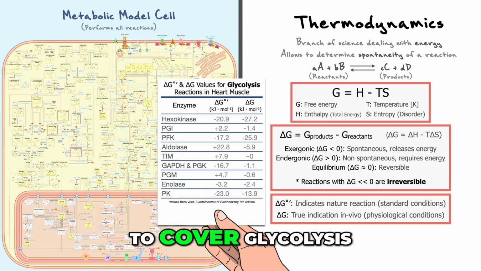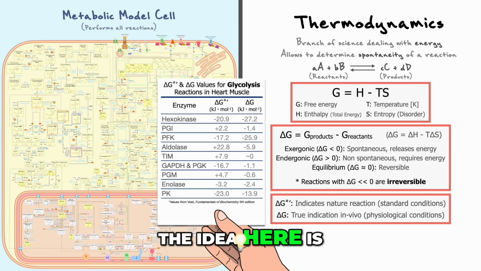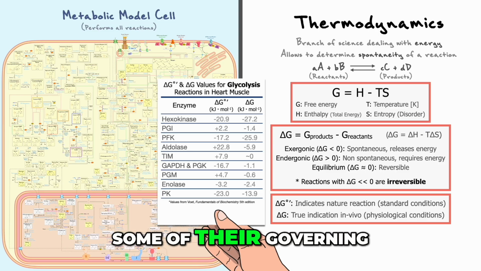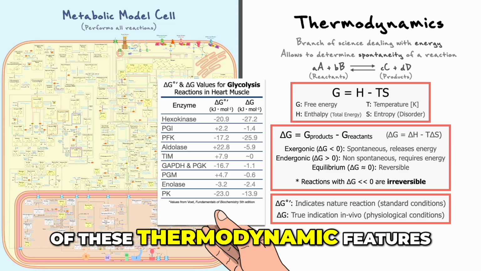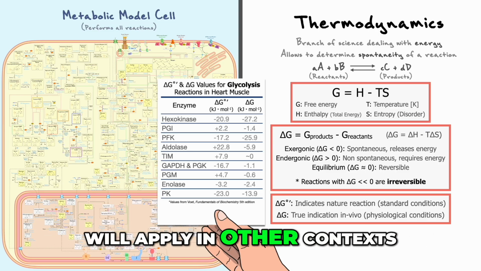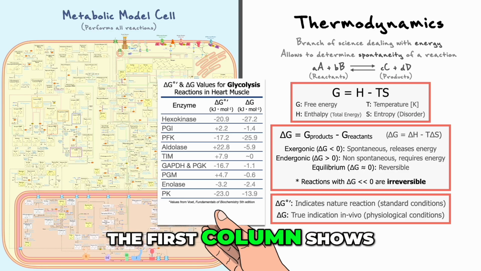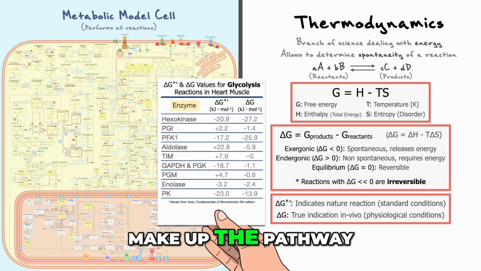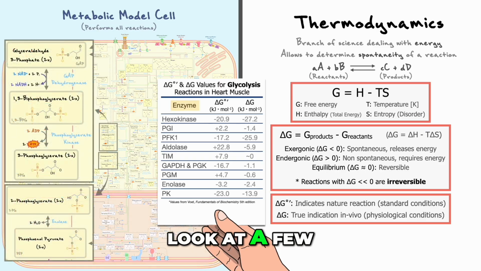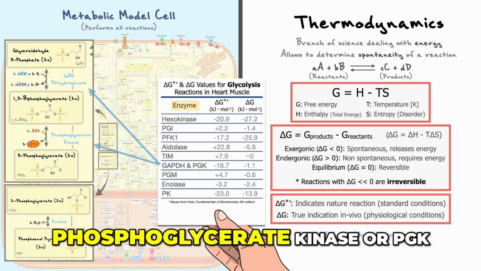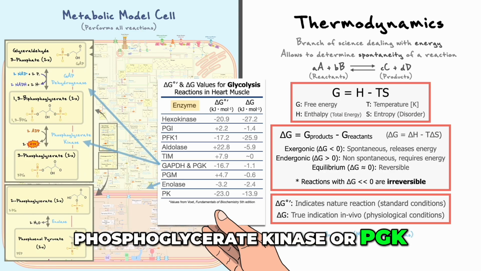Although we have yet to cover glycolysis, the idea here is really to see how metabolic pathways are set up and talk about some of their governing principles, as a lot of these thermodynamic features will apply in other contexts. So, if we consider our table, the first column shows all the enzymes that make up the pathway. If we take a look at a few of the reactions of this pathway, the enzymes are labeled in light blue, so GAP dehydrogenase or GAPDH, phosphoglycerate kinase or PGK, and enolase.